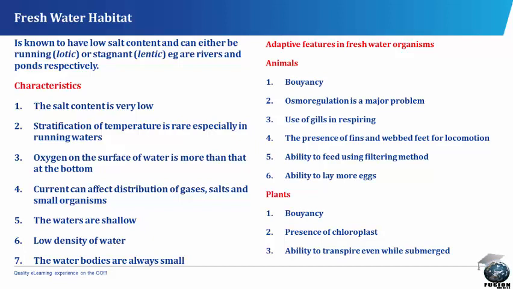for example the mosquito. Adaptive features of plants in freshwater are buoyancy, presence of chloroplast, and the ability to transpire even while submerged. In buoyancy, some have cavities and intercellular air spaces, which give them the ability to float. The presence of chloroplast, even in the submerged plant, points to the fact that the plant produces food. They have the ability to transpire even while submerged in water.